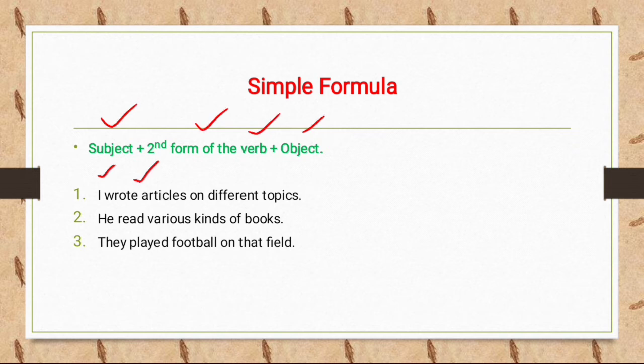Second sentence is: he read various kinds of books. Now again he is what? Subject. Read is second form of the verb, and various kinds of books is object. They played football on that field. They is again subject. Played is second form of the verb, and the rest part of the sentence is object.